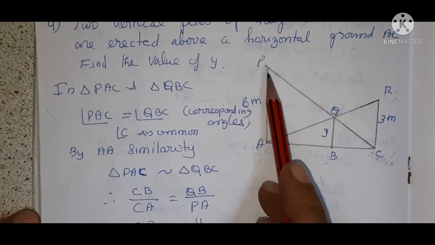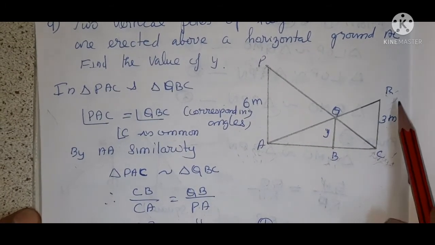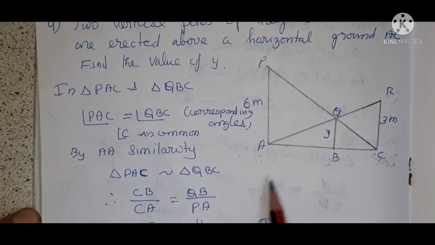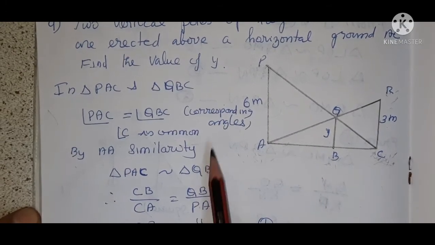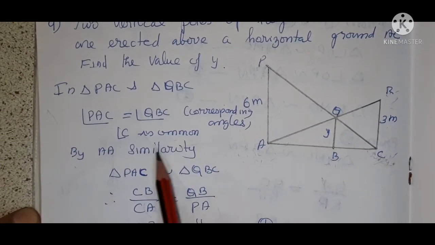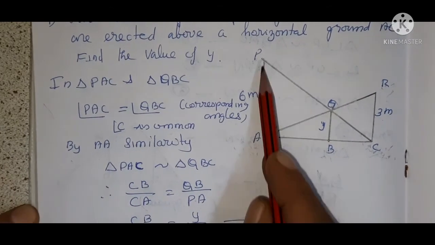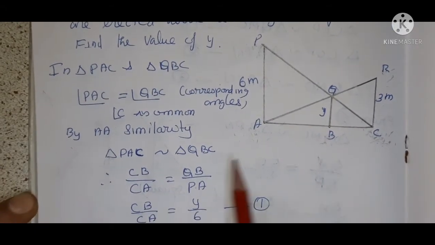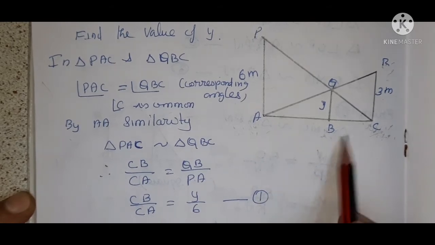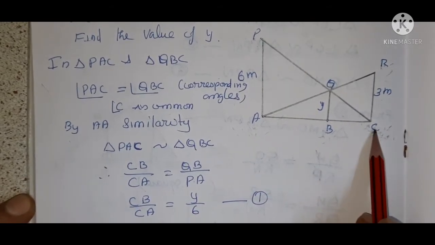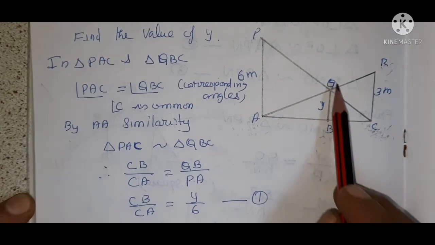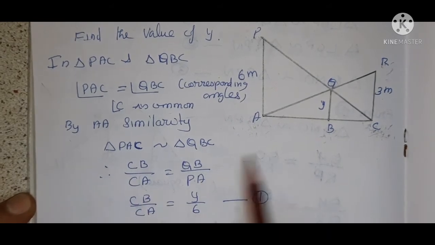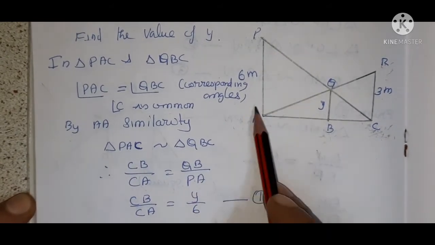In triangle PAC and triangle QBC, angle PAC is equal to angle QBC, corresponding angles. Angle C is common. By AA similarity, triangle PAC is similar to triangle QBC. By similarity, CB by CA is equal to QB by PA. CB by CA is equal to QB, which is Y, by PA, which is 6, taken as 1.